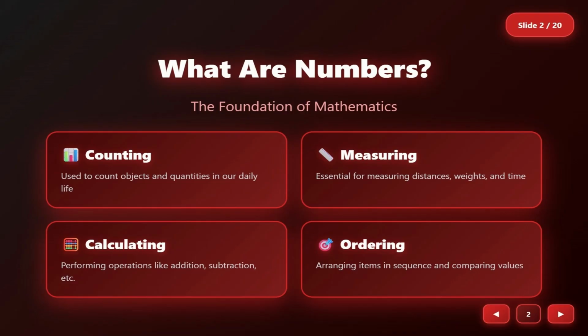How far is your school? How much does that cake weigh? Numbers help us measure everything. And the third one, calculating. Adding your grocery bill, subtracting the expenses, multiplying, dividing pizza slices. That's all calculation. And fourth, ordering. Who came first in the race? What's the biggest mountain? Numbers help us arrange and compare things. Pretty cool, right? Now let's explore the different types of numbers.